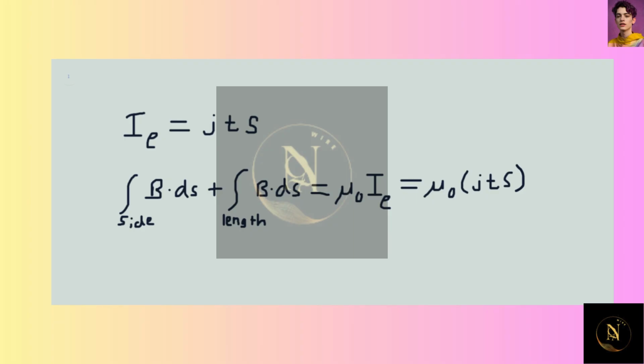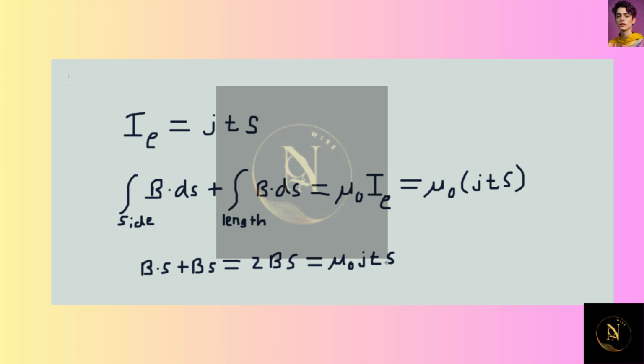Okay, so what do the integrals equal? The integral of B dot ds is just B times S, because we're integrating from 0 to S for both the side and the length. So we have B times S plus B times S equal to mu naught times I enclosed, or mu naught times J times T times S. B times S plus B times S is 2B times S, and this is equal to mu naught times J times T times S.